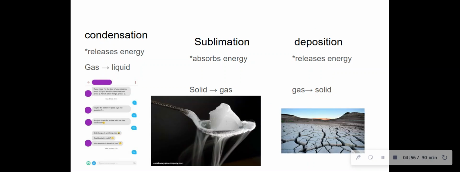And then the last three would be condensation, which is the opposite of vaporization. The gas particles come together back to form liquid again, and basically the substance would have to release energy in order to do that. So gas to liquid. That's condensation.